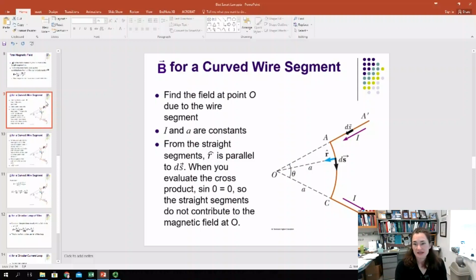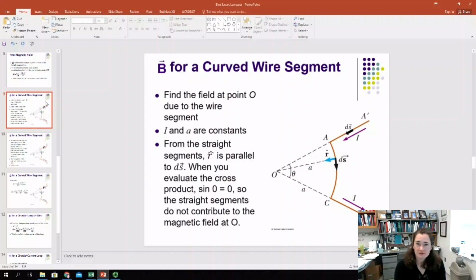So you can see that it points inward along the radial direction of the circle as it moves from A prime to A, and then when it moves from C to C prime, it points radially outward, okay? Now the current we're going to assume is steady, so that means that I is a constant, and we're going to assume that this is the arc of a circle. So along the whole arc of that circle, the distance from the point in question, which is here called O, to ds is going to be the same distance, and that distance is the radius of that circle, which is A.